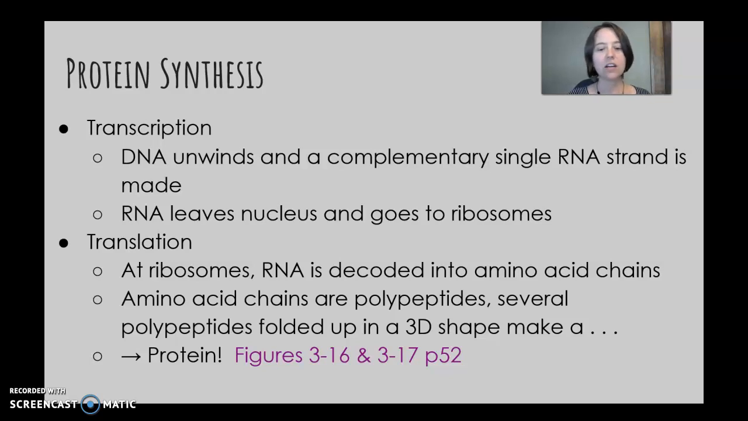And there is a very nice picture on page 52 that shows a cell and then the nucleus, and then it shows DNA unwinding and making a complementary RNA strand. And then it shows the RNA moving to the ribosomes and an amino acid chain being made.